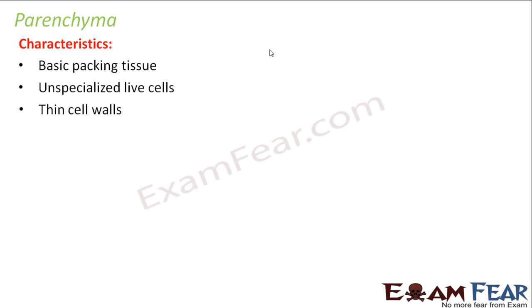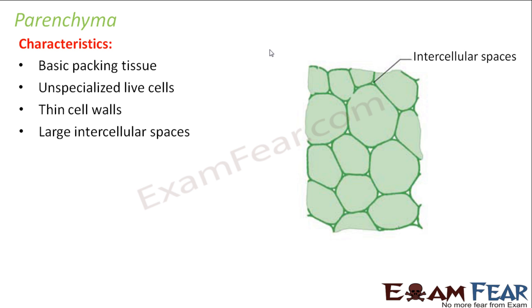They have thin cell walls, large intercellular spaces. That means the cells in a parenchyma tissue are not very closely packed. They do have intercellular spaces. So they look somewhat like this. So here if you see, they have got small intercellular spaces, right? So these are the cells which you see here. So these are the cells and these are the spaces between them, which are the intercellular spaces. So these parenchyma cells form the basic packing tissue without much specialization, but they are live cells. Correct? Okay.